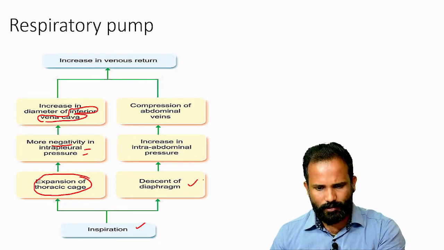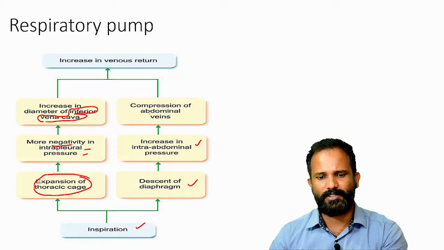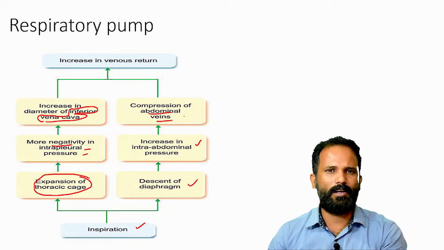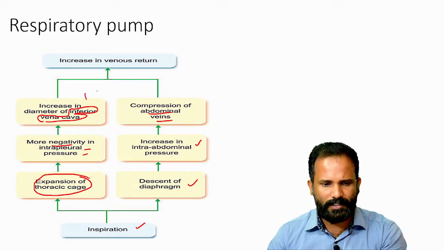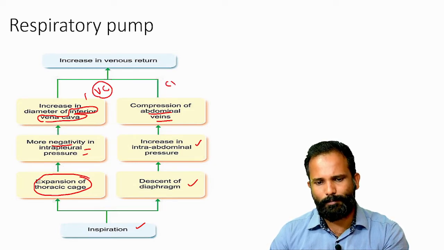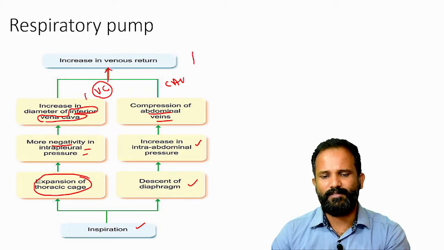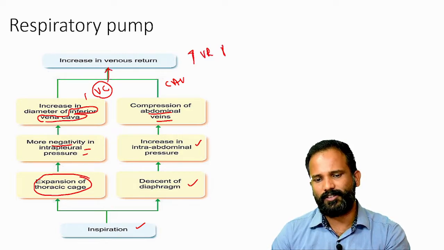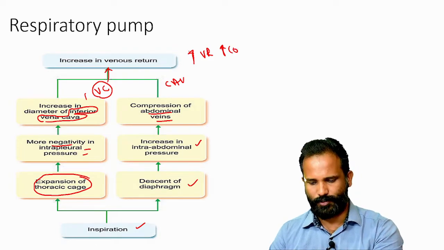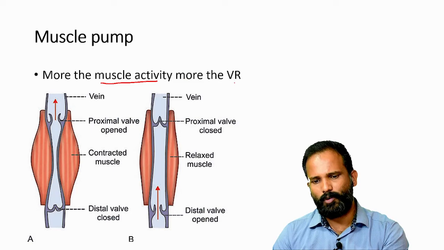And also the diaphragm is descended down, which increases the intra-abdominal pressure, so compression of abdominal veins occurs. Both this dilatation of the vena cava and compression of abdominal veins will cause an increase in venous return, so an increase in cardiac output. Muscle pump: the more the muscle activity, the more the venous return.